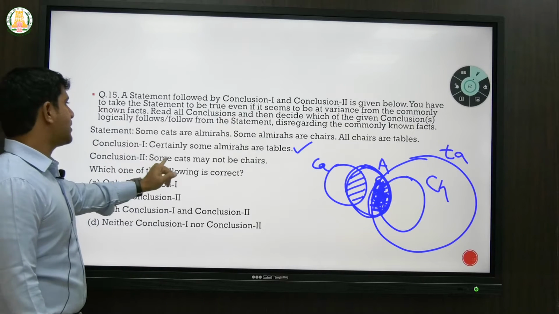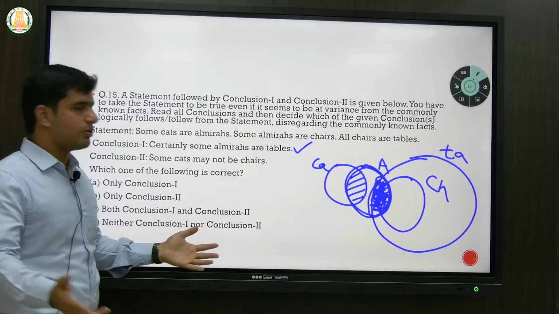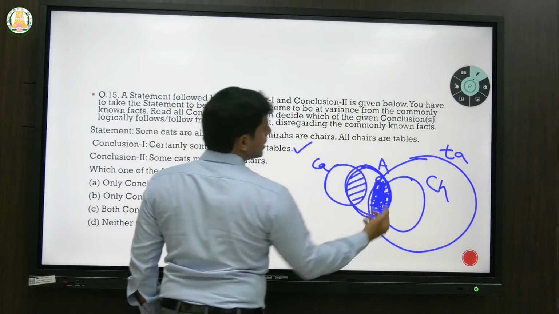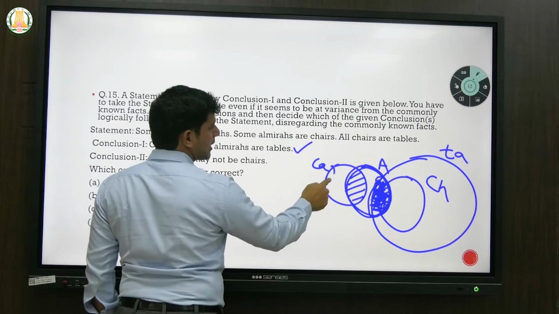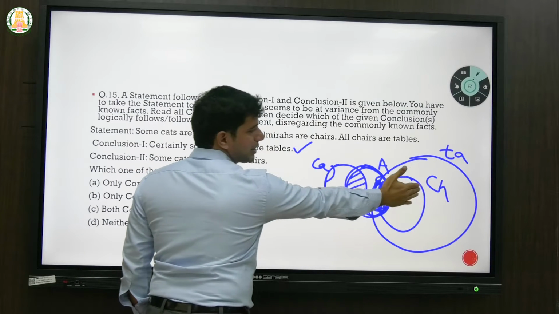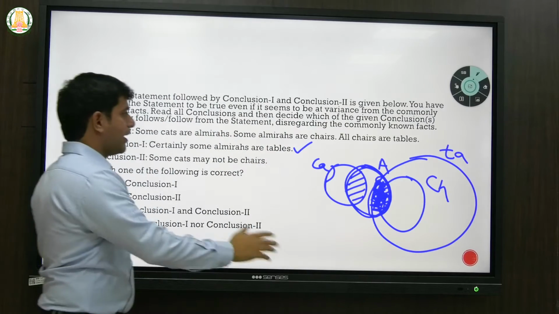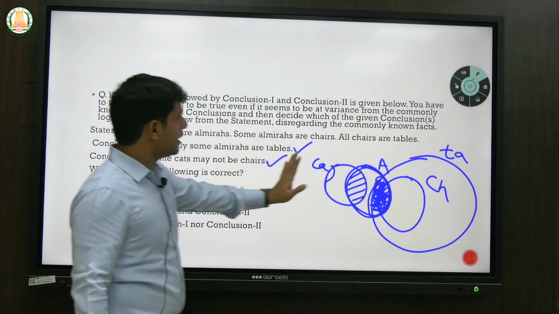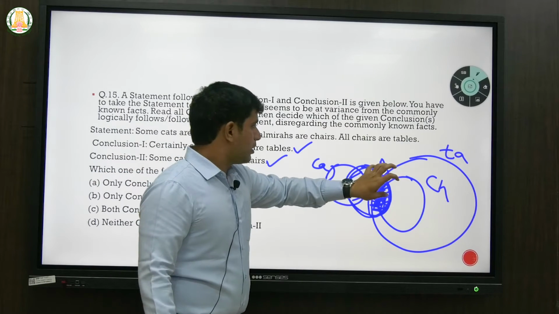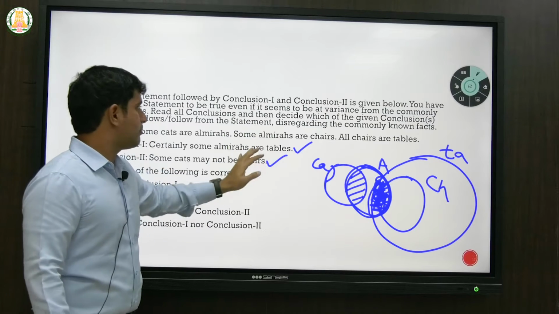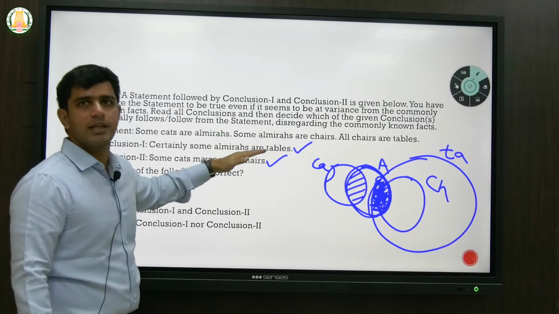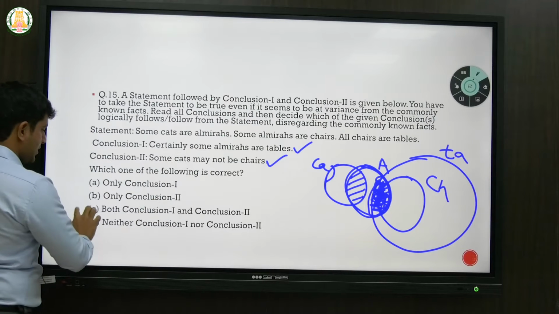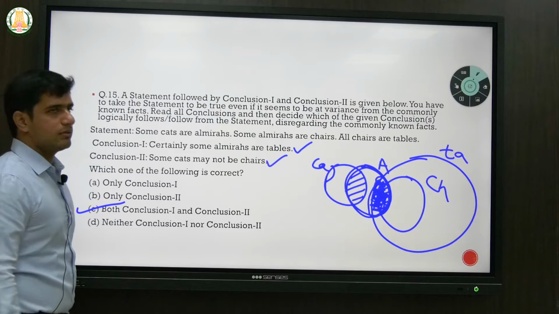Next, what they are saying is some cats may not be chairs, which is also true. You can see the cats diagram is this, the chair diagram is here, and there is very much a possibility that some cats, let's say in this area, need not be chairs because chairs is far away. So this statement is also true. Just by the diagram itself, you can clearly mark these statements and understand which is correct and which is wrong. So both conclusion 1 and conclusion 2 are true.